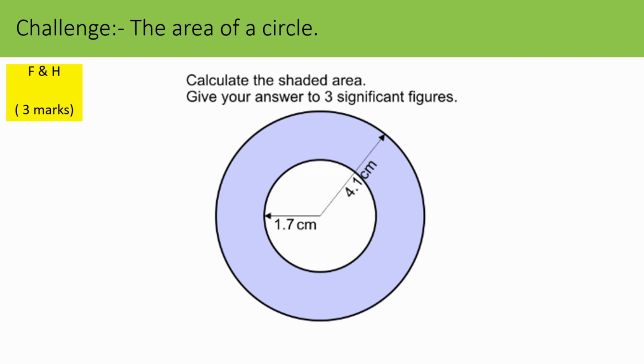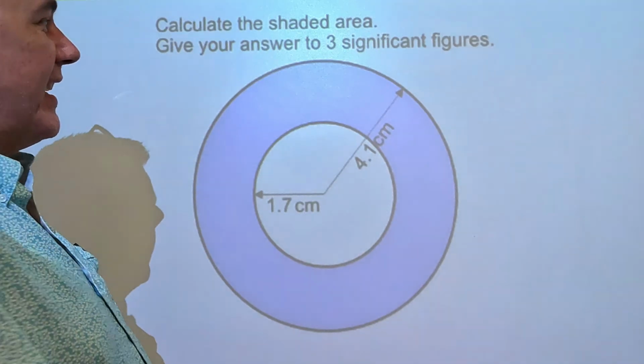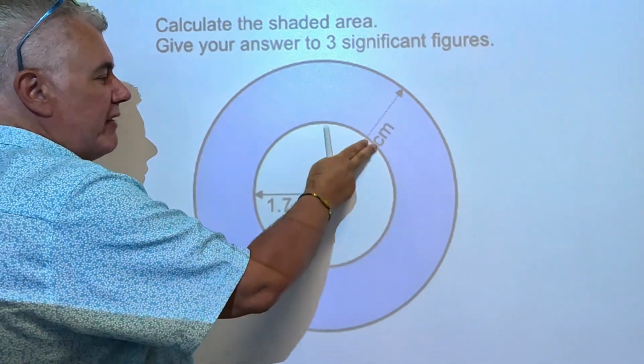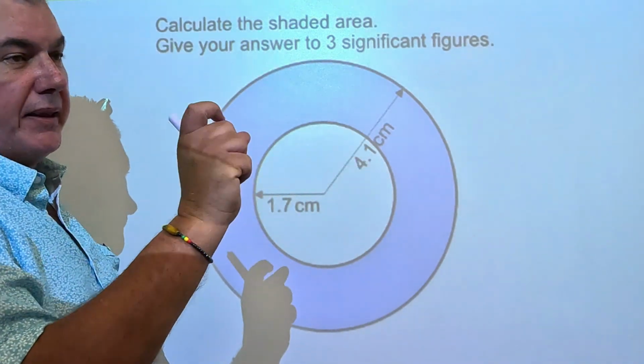Here's today's challenge question. It's all about the area of a circle, but it's what we call compound. If you want a hint, listen on. If not, fast forward a little bit or pause now. But the hint is, find the area of the big circle, take away the area of the small circle. That will give you the bit that we're after.